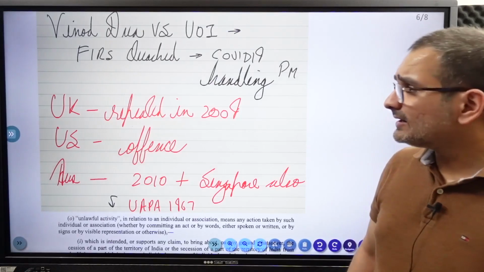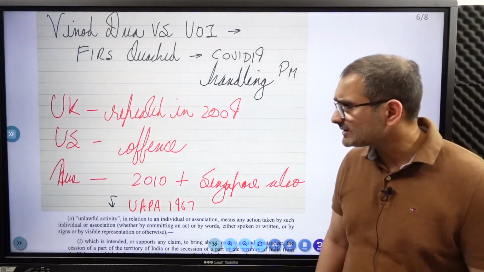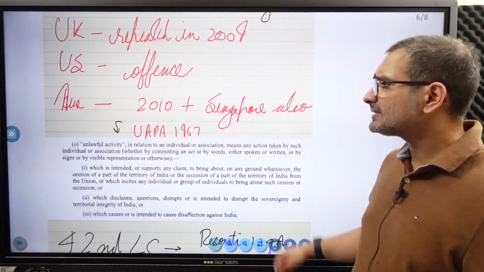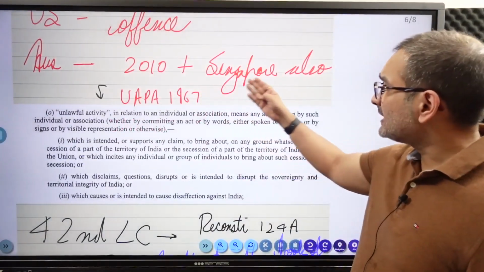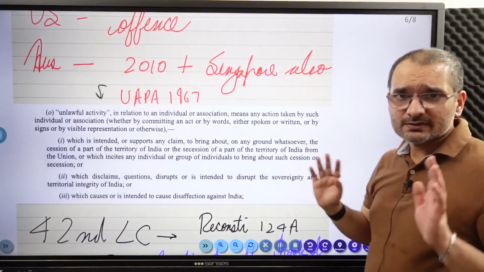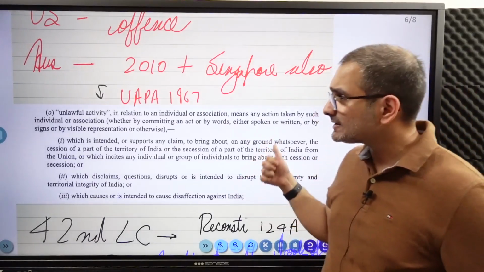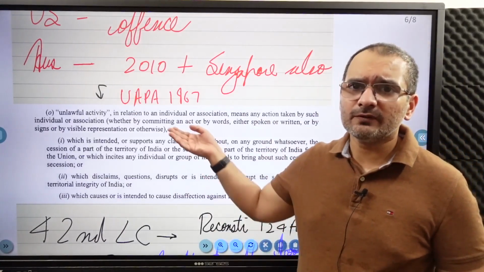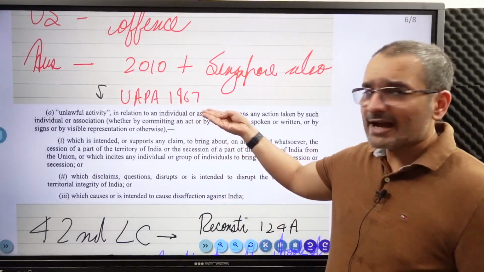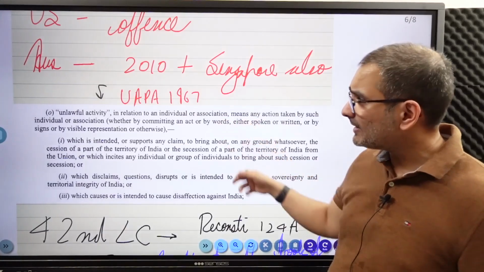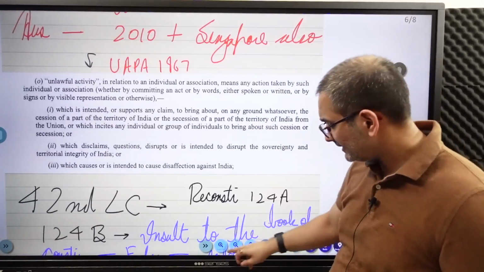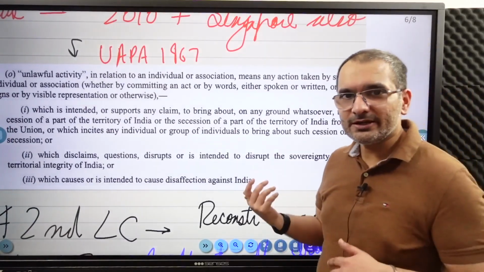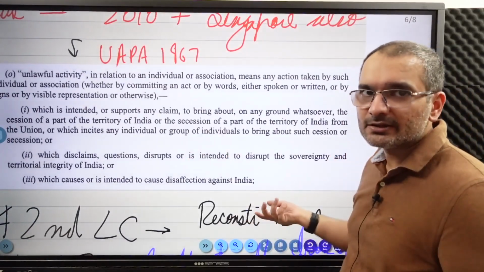Then in the UK the Sedition Law was repealed in 2009. The US still makes it a federal felony or an offence. In Australia the offence has been done away with. Singapore has also said bye bye to this offence. But the trouble is, even if we remove it from the IPC, under the Unlawful Activities Prevention Act 1967, if you look at the definition of unlawful activity, it is pretty much sedition only. So if you leave it there, they will catch you from here.